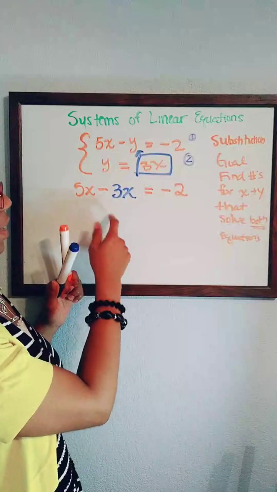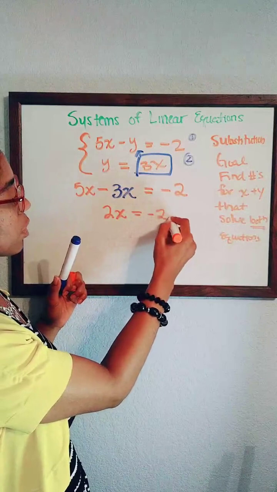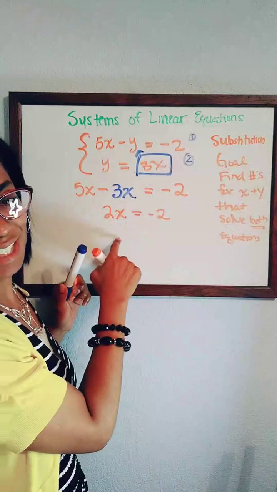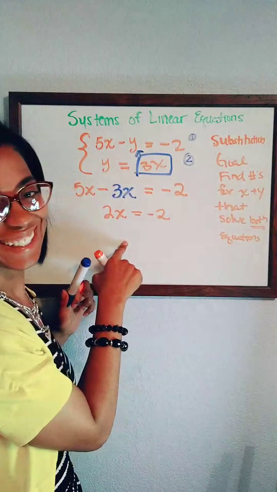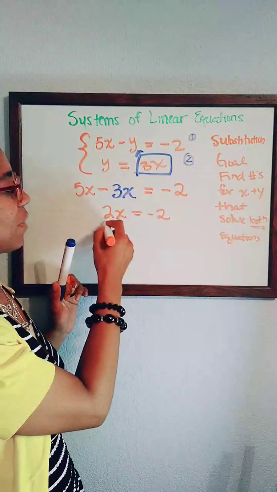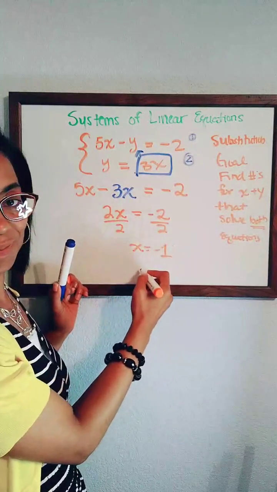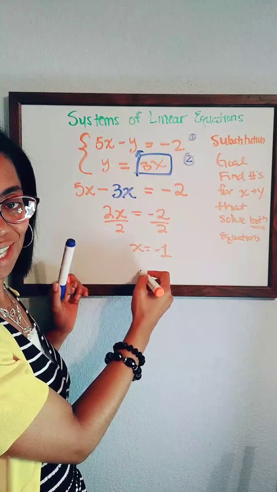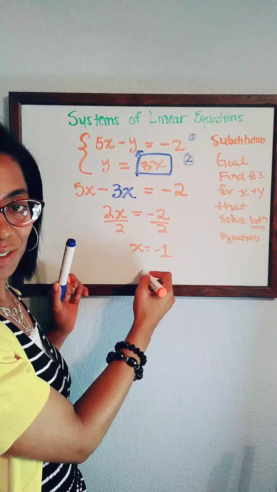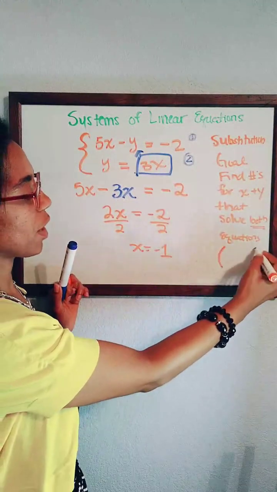So now I got 5 minus 3, which is 2x is equal to -2. Last step to get x by itself is to divide by 2. X is equal to -1. Very good, everybody. So now we have half of our solution.